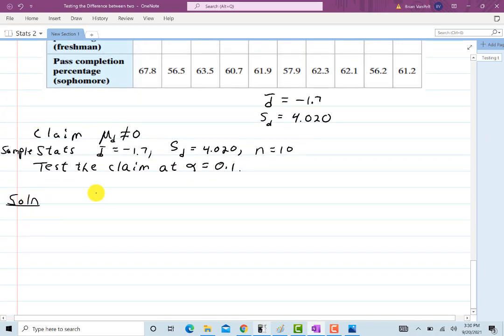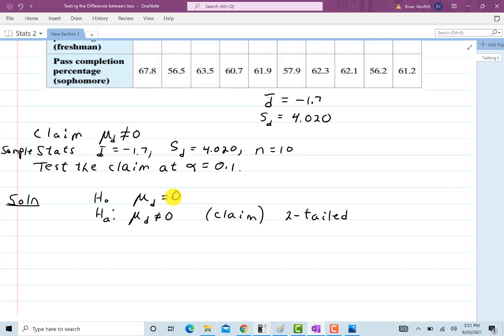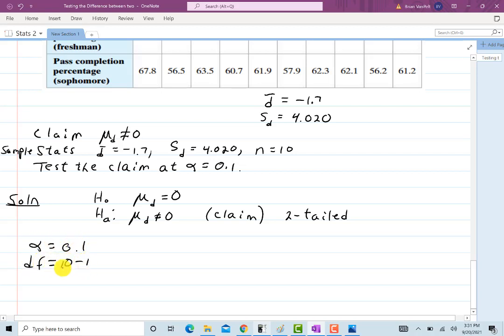Let me go ahead and get my H naught and my H sub A. Since it's not equal to 0, we'll say mu d is not equal to 0 will be H sub A. So that's a two-tailed test. Then H naught will be mu d equals 0. So there we have those two things. Let me go ahead and get my t naught. So for t naught, we have alpha equals 0.1. Degrees of freedom will equal 10 minus 1. That'll equal 9.